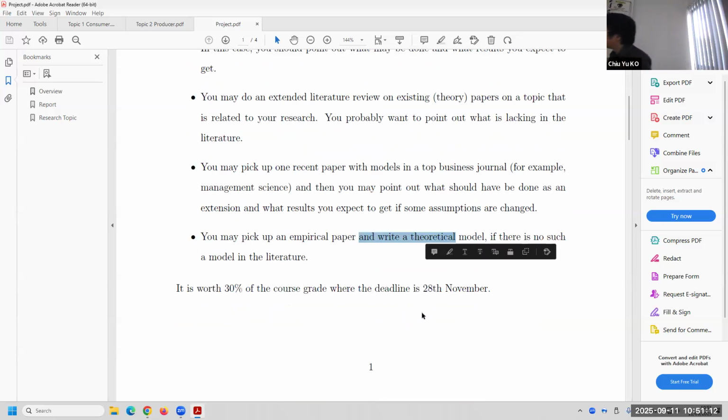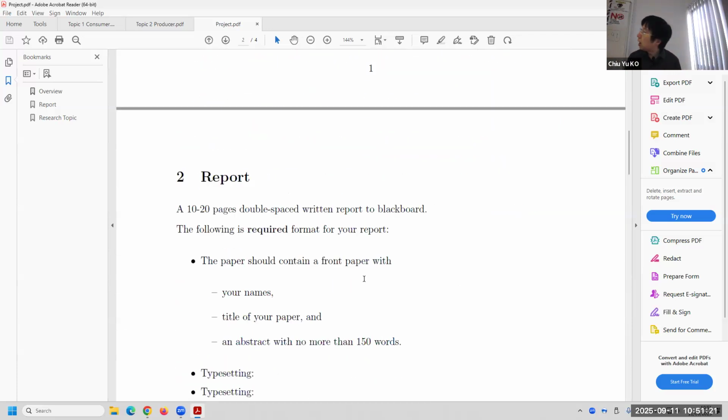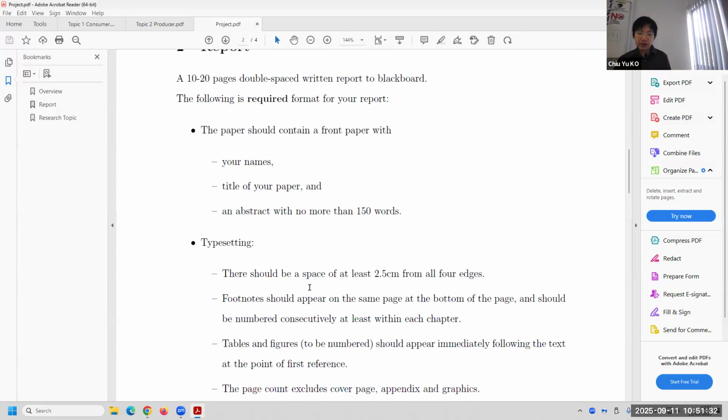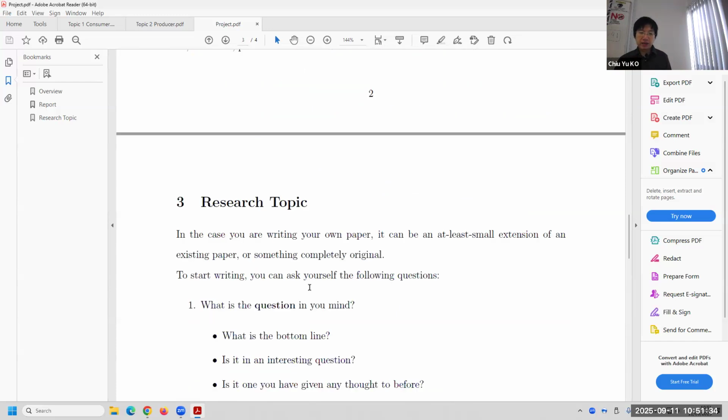Okay, and the submission deadline is the last day of the semester, worth 1% of the grade. I expect you to write a 10 to 20 page, double-spaced written report. The paper should have your name and a title; how you typeset it is very minor.